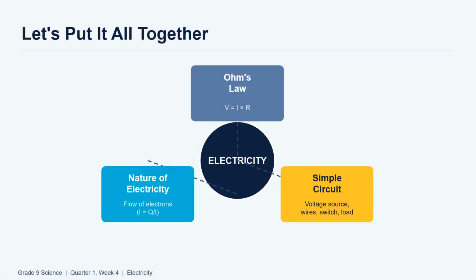Let's connect everything we've learned into one big picture. At the center of it all is electricity itself. The nature of electricity tells us that electricity is fundamentally the flow of electrons, described by the formula I equals Q over T. Simple circuits tell us that this flow needs a path, made up of a voltage source, wires, a switch, and a load. And Ohm's law tells us how voltage, current, and resistance relate to one another along that path, through the equation V equals I times R. Together, these 3 ideas give us a complete picture of how electricity works.